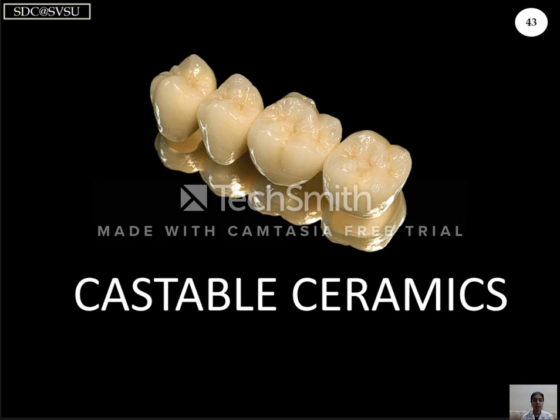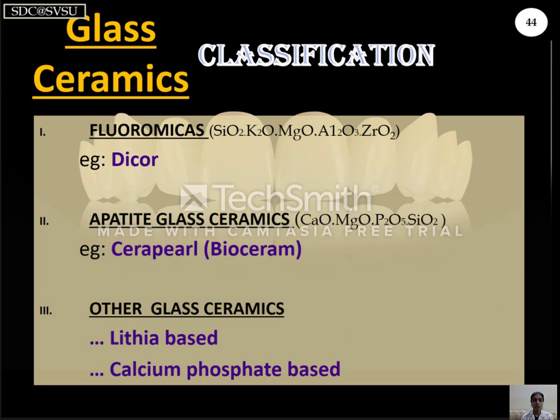Coming on to the castable ceramics. The following ceramics are included under castable ceramics. Fluor micas, which is available as Dicor. Apatite glass ceramics, which is available as Cerapearl or Bioceram. And other glass ceramics, which can be either lithia based or calcium phosphate based.